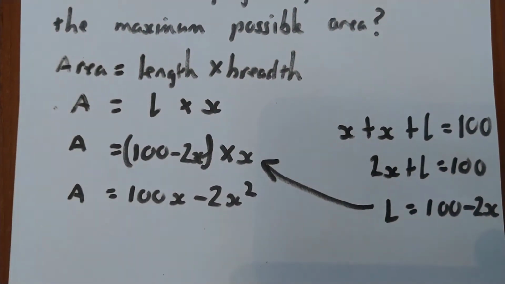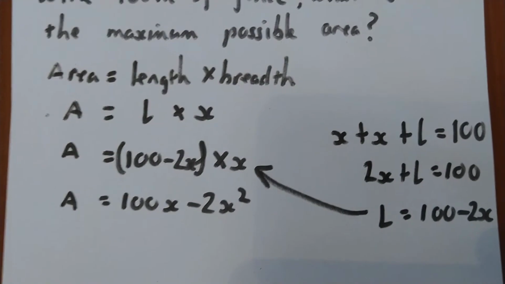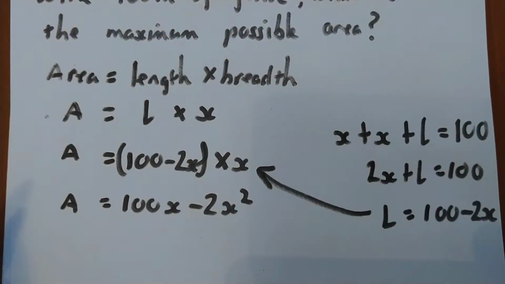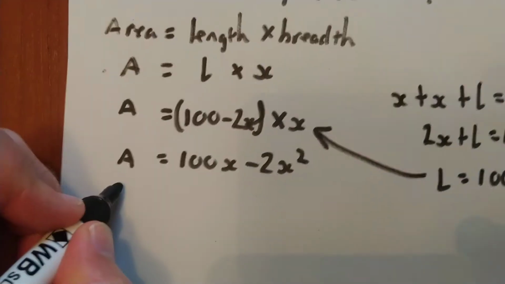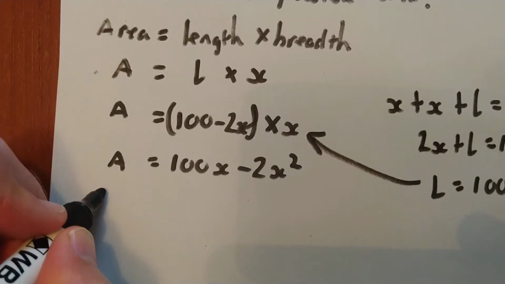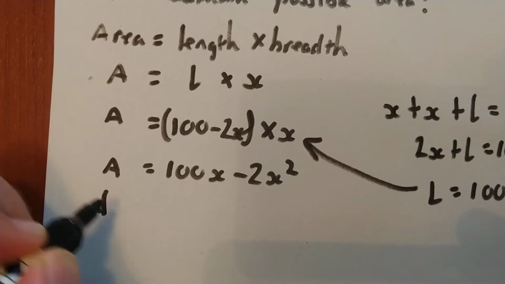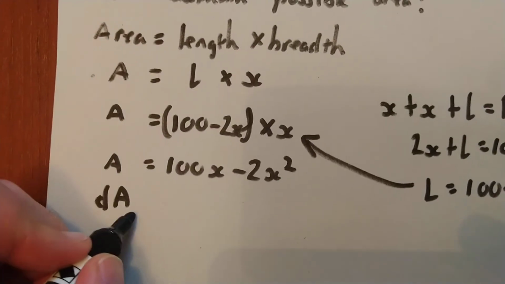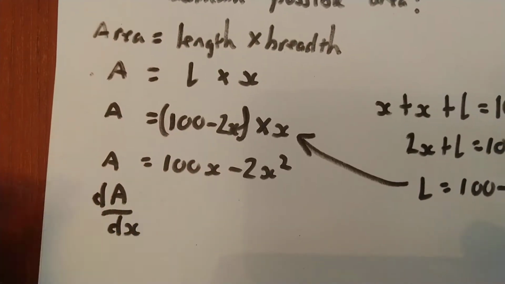How do I get maximum? That means it's going to be a stationary point if it was on a graph. That means I'm differentiating and setting to 0. So, I can either write a dashed x, or same as if I was doing y equals, I'd then put dy by dx. So I'm going to put dA by dx.